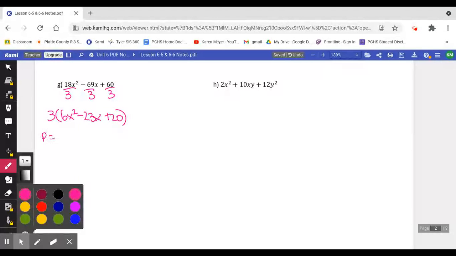So then my product would be 6 times 20. 6 times 20 is 120. And my sum is negative 23. Remember, if your product is positive, you got 2 choices, positive, positive, or negative, negative. So that's when I look at my sum, and if my sum is negative, then I know both my numbers here have to be negative. So what multiplies for positive 120 that adds for negative 23? And hopefully everybody's thinking negative 15 and negative 8.